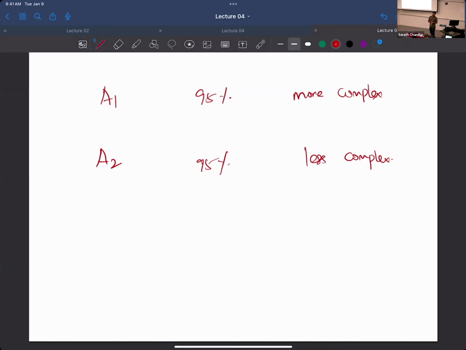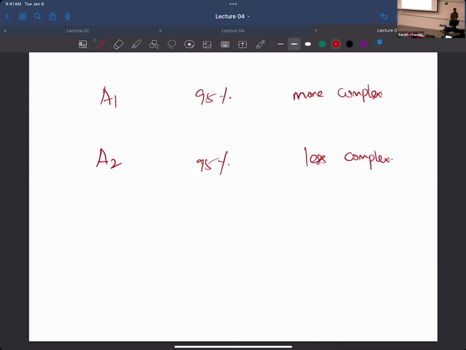They have the same performance. Let's just say it doesn't matter whether it's training or validation. Let's say this is validation performance. So the validation performance for both A1 and A2 is 95%. A1 is more complex than A2. So which algorithm would you pick?